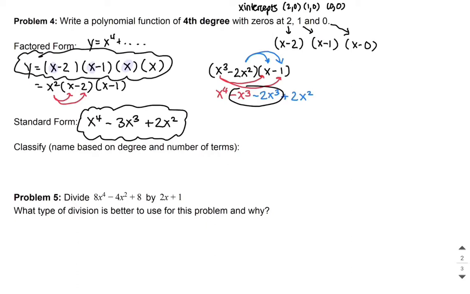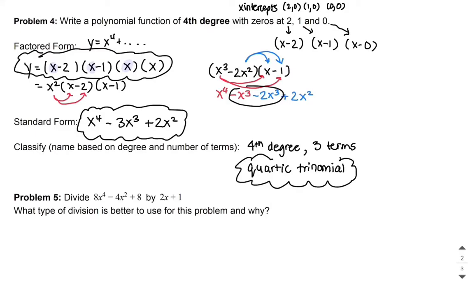And now I want to classify. So name this polynomial function based on its highest degree and the number of terms that it has. So its highest degree, it's fourth degree. The number of terms it has, it has 3 terms. I'm talking about the standard form. I'm classifying that. So it has 3 terms, which makes this, from the fourth degree, I know it's quartic. I call it quartic. And from the 3 terms, I know it's called a trinomial. So it's a quartic trinomial. And that's my final answer.